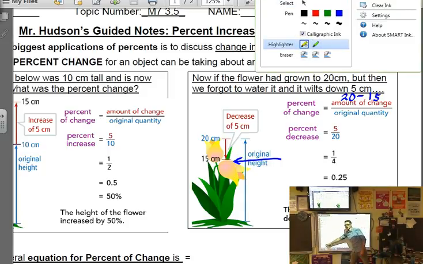Hey Jeremiah, can you either teach the class for me or zip it? We both don't need to be teaching at the same time. So if you know what I'm going to teach, come on up here. Otherwise, zip it.